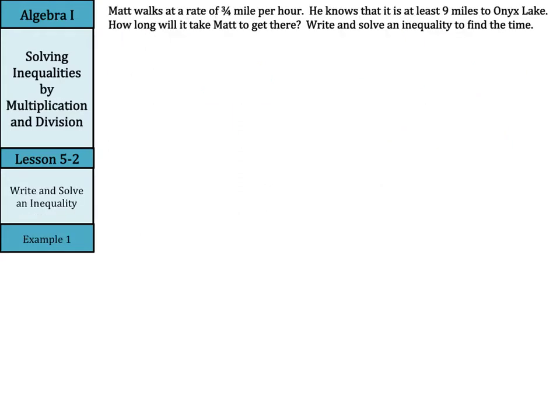Matt walks at a rate of 3/4 mile per hour. He knows that it is at least 9 miles to Onks Lake. How long will it take Matt to get there? Write and solve an inequality to find the time.